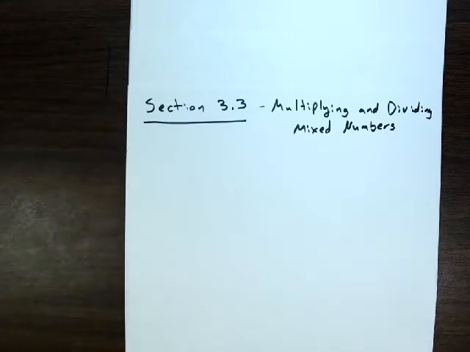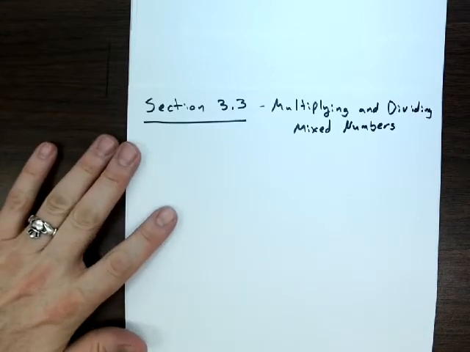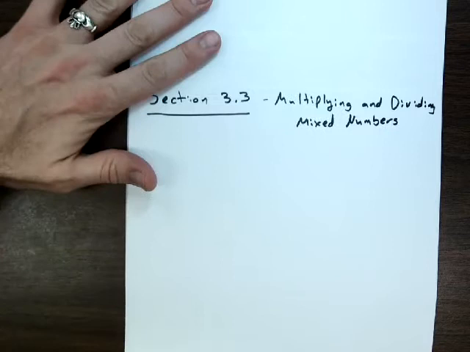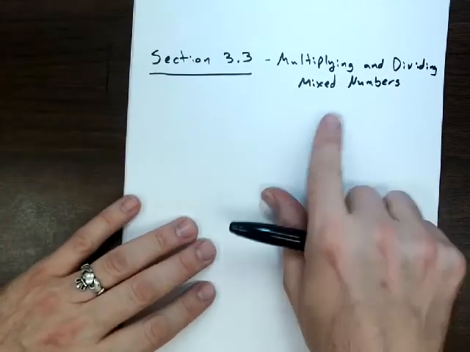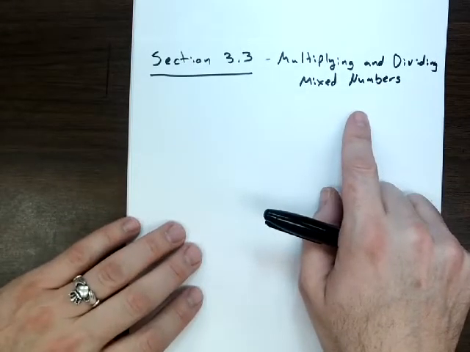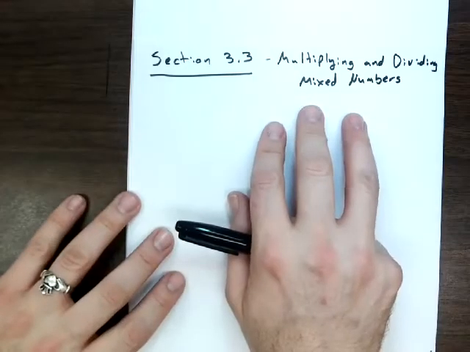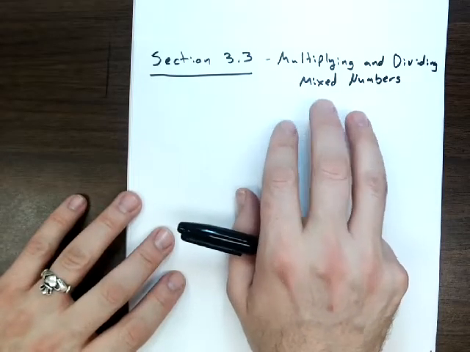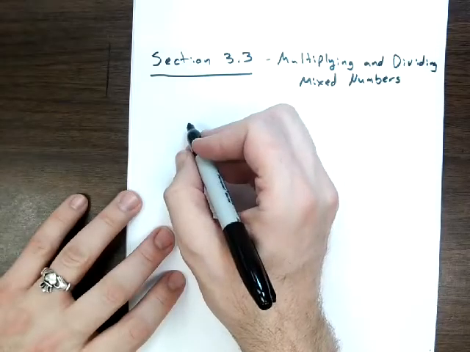Okay, let's talk a little bit about multiplying and dividing mixed numbers. So the idea, now that we've got a new type of number to take a look at, we're going to go back and re-examine some of our other types of operations. And we can multiply and divide almost the same way that we always have, but there's one main difference.